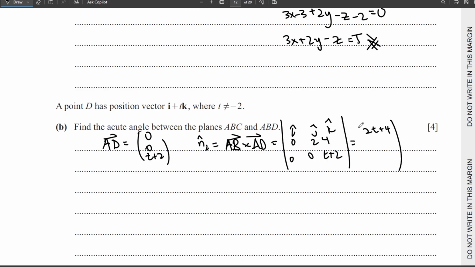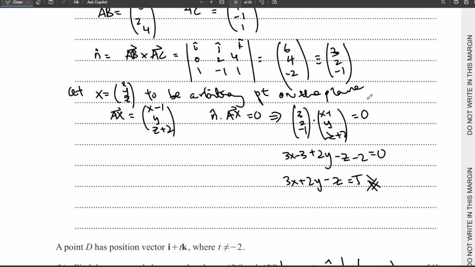2t plus 4. J cover, you have 0, and K, you also get 0. So given that t is unknown, how do we solve this? That doesn't really matter because we only want the direction of this normal vector. No matter what the value of t is, you will still only be moving in the I direction. So we don't really care what t is. Because the other components are 0, we can just take this direction to be the I direction. Okay, so that's n2.